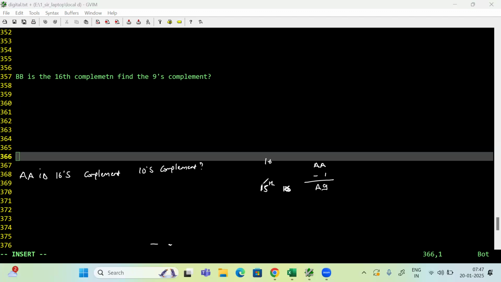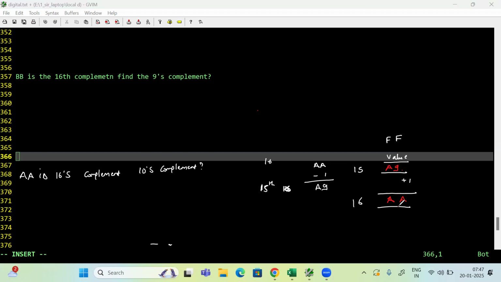You need to get a value. How will you get a value? Actually, FF over there, then the value will come. Then it will be 15 plus 1, that will be what? 16, correct? Now, what have I given you? I gave you the 16 complement. Minus 1 if you do, what will you get? A9 plus 1 is A, correct? So the 15th complement, you got it.